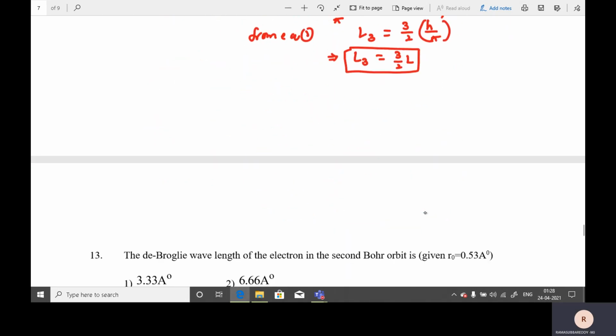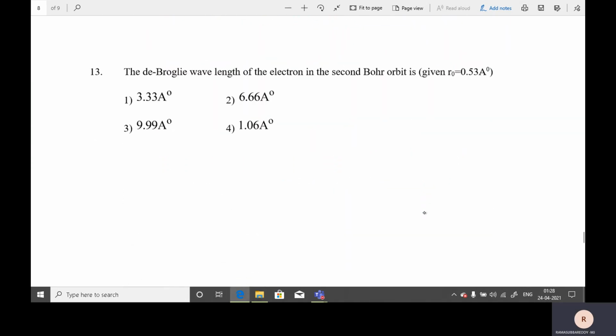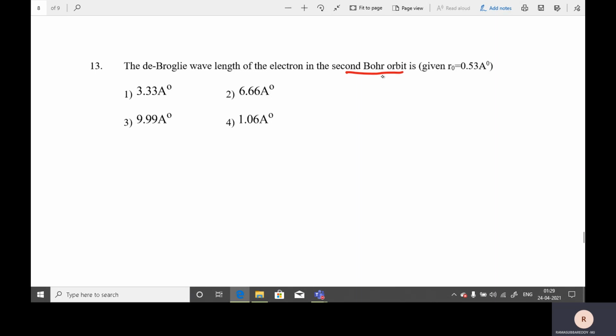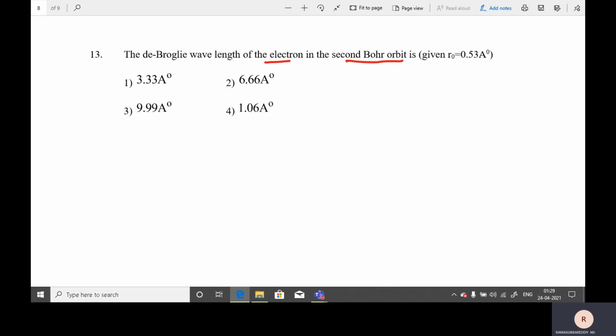Then the 13th one, they ask you to find the de Broglie wavelength of electron in the second Bohr orbit. We know the relation of de Broglie and Bohr. What is the relation? From the angular momentum condition, mvr is equal to nh by 2 pi, we get 2 pi r is equal to h by mv, that circumference is equal to lambda, that is lambda is equal to 2 pi r.